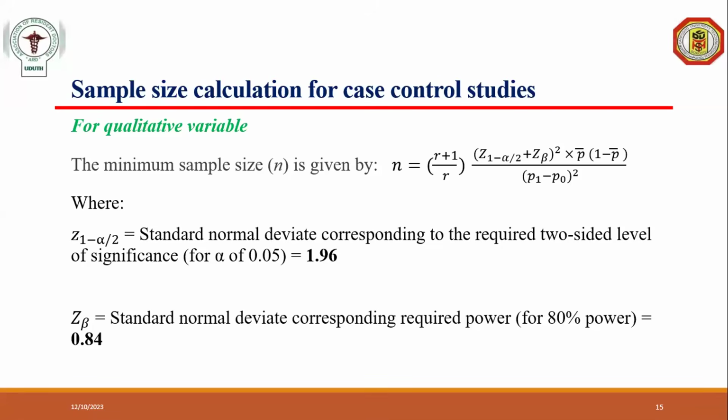You are selecting cases first. So for example, you want to conduct a study that says cigarette smoking can be associated with the development of lung cancer. So you want to conduct a case control study to test for this issue. The first thing that you do is to select all the cases of lung cancer first.